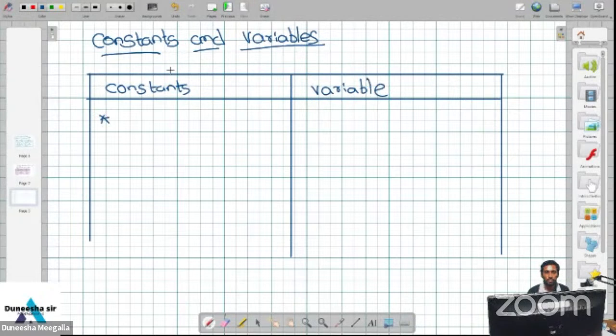First example for the constant, number of days. Number of days per week. Do you know how much? Number of days per week? 7 days. Yes, 7 days.